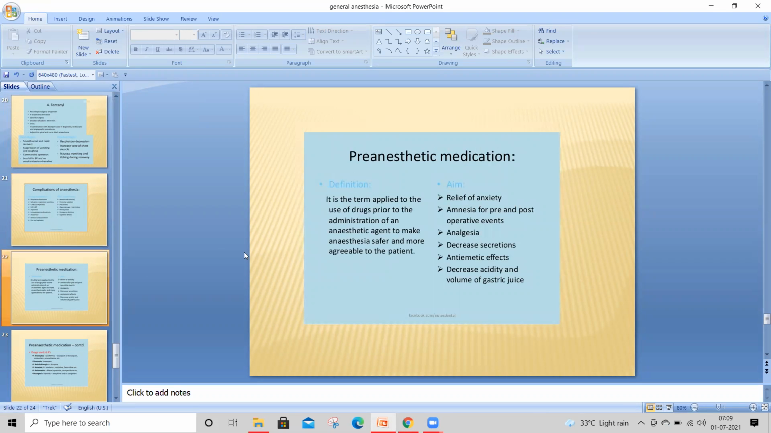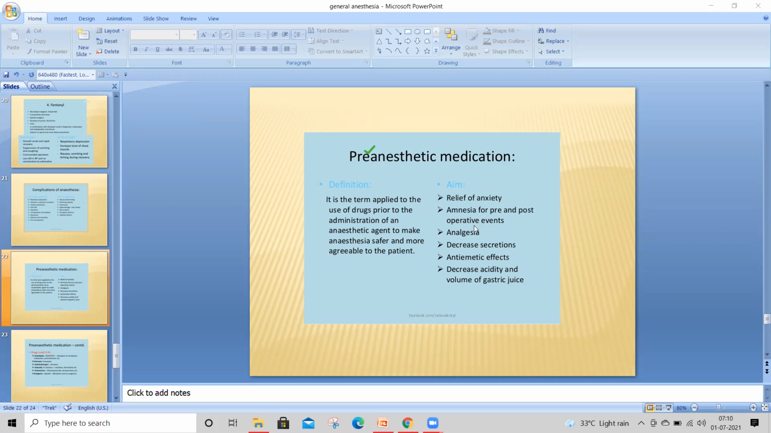And again, you have to know the pre-anesthetic medication. In this chapter, pre-anesthetic medication is also mentioned. Why is pre-anesthetic medication used? By name, you can identify. Pre-anesthetics means before anesthesia. Before administering anesthetics, pre-anesthetics are given. But why? To relieve anxiety, to cause sleep, to reduce pain, for decreased secretion, for antiemetic effects, and also to decrease acidity.